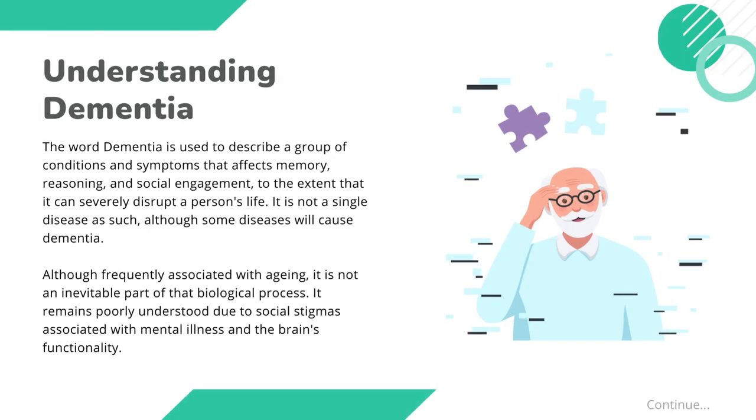Understanding dementia. The word dementia is used to describe a group of conditions and symptoms that affects memory, reasoning, and social engagement, to the extent that it can severely disrupt a person's life. It is not a single disease as such, although some diseases will cause dementia. Although frequently associated with aging, it is not an inevitable part of that biological process. It remains poorly understood due to social stigmas associated with mental illness and the brain's functionality.